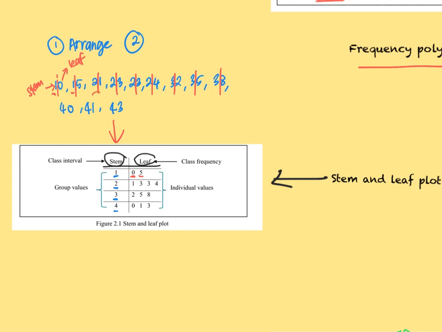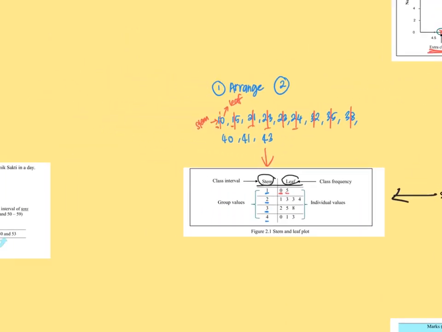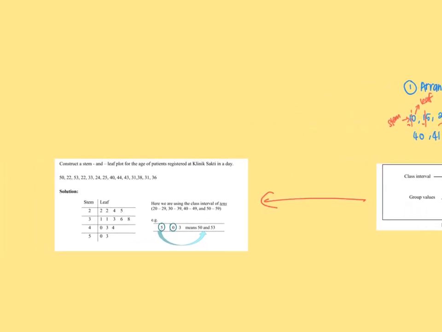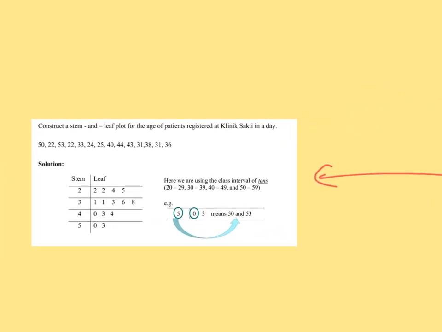And then the next numbers, 21, 23, up to 24. This is quite simple. If you have any question, you can ask me later. And then we have the example here, the last example. In the example, the first step you need to do is first arrange the data.